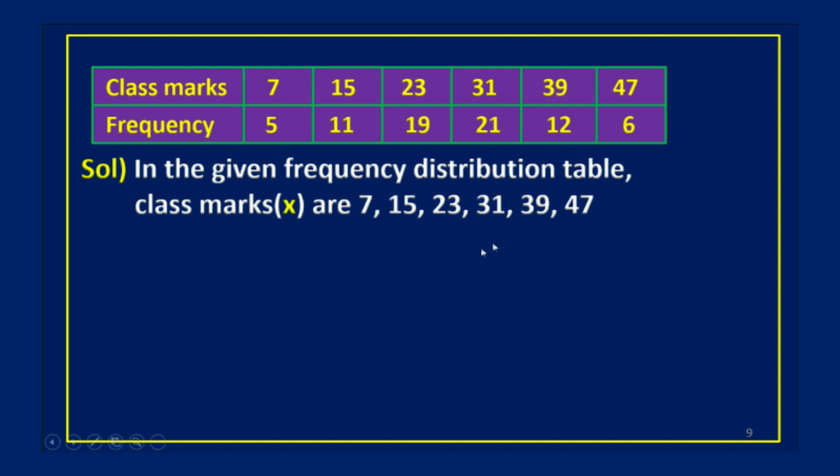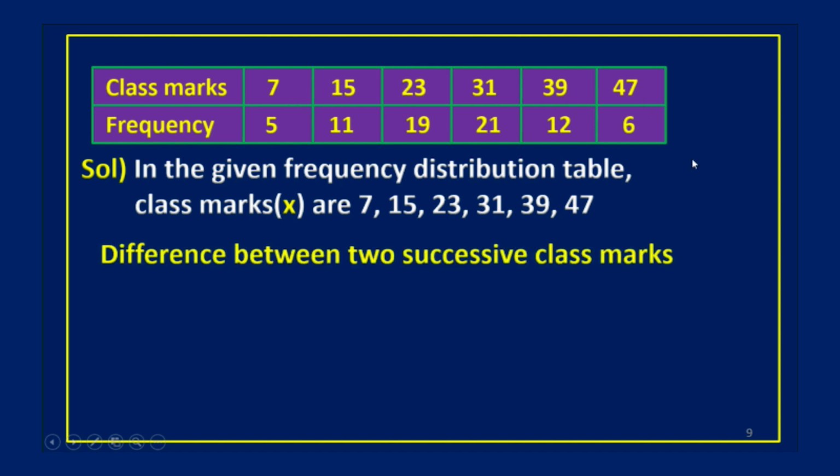How to do that? Let us check. In the given frequency distribution table, see children, these are the class marks. What are the class marks here? 7, 15, 23, 31, 39 and 47. Now what do you have to do? You have to find the difference between two successive class marks. Like this you can find 15 minus 7, or 23 minus 15, or 31 minus 23 and so on. So here I am taking 15 minus 7. 15 minus 7 is equal to 8.